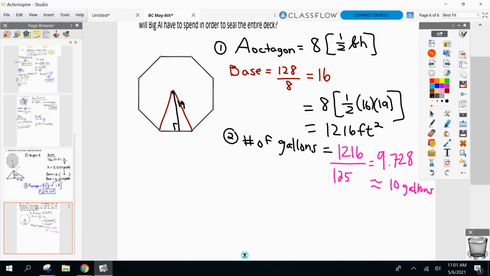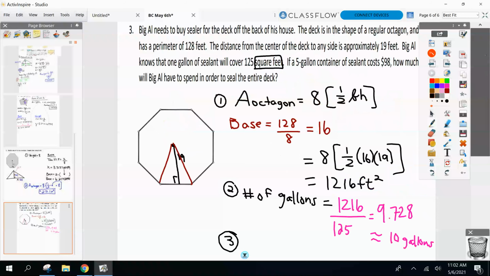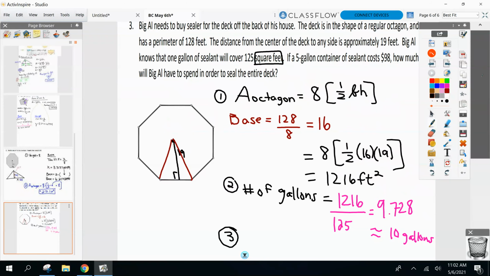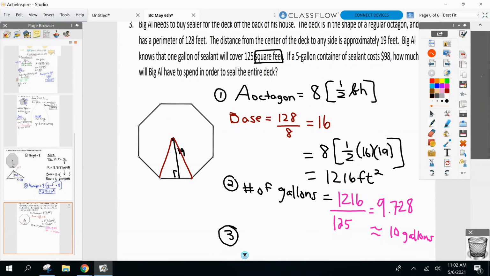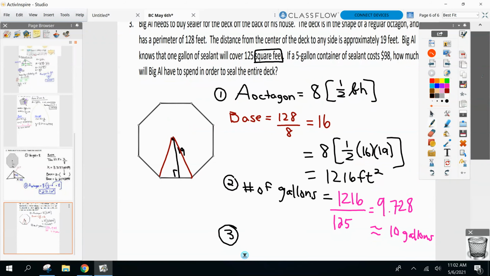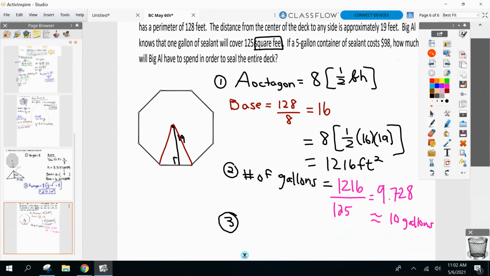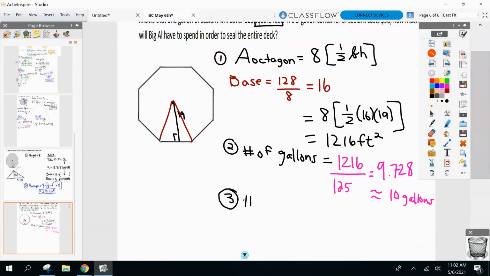All right, let's keep going. We're not even close to done yet. I'm going to need 10 gallons of sealant. What else do we know? A 5-gallon container costs $98. So am I going to need 10 of those? That's the other thing that's tricky, right? You think you need 10 times 98. No. 1 container contains 5 gallons. So how many am I going to need? 2, all right? So number of containers is not 10 because it's a 5-gallon container. So it's going to be 10 divided by 5. I'm going to need 2 containers.